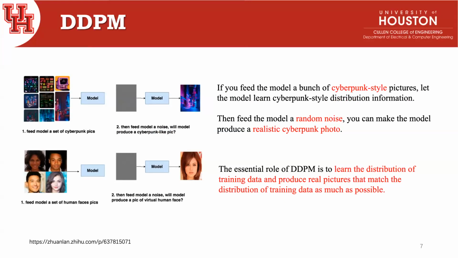So let me imagine some scenarios. The first one: if you want the model to generate some cyberpunk pictures, firstly you need to feed the model a set of cyberpunk pictures. Then tell the model, okay, you have to learn the data structure of the cyberpunk. Now the model has learned the data structure of all the cyberpunk pictures, and the model can generate cyberpunk pictures. This is the core idea of DDPM. So the essential role of DDPM is to learn the distribution of the data.